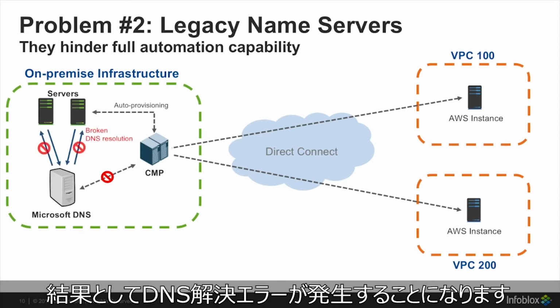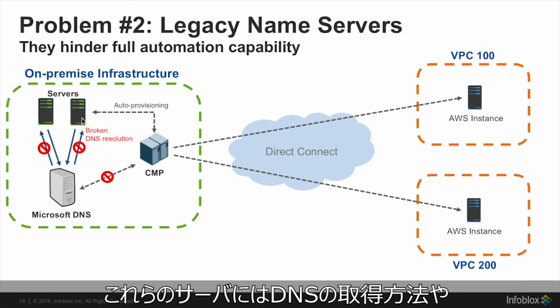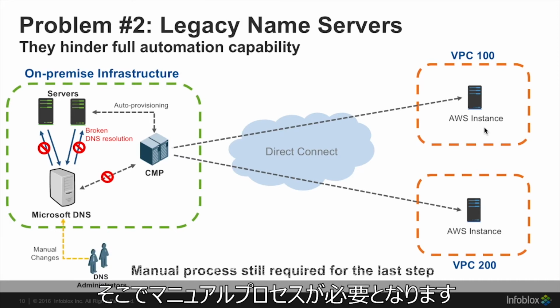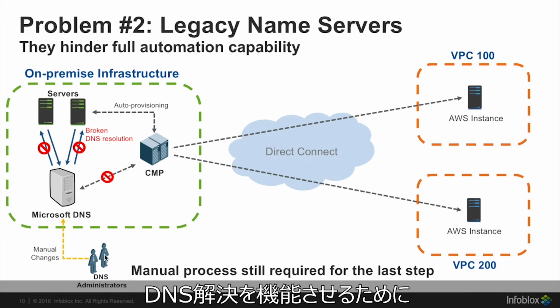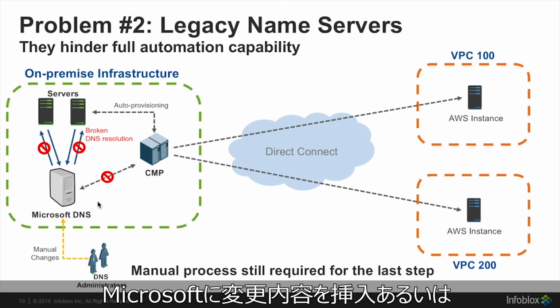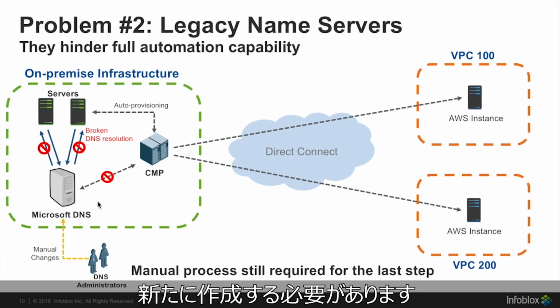So what then ends up happening is that there is broken DNS resolution. These servers have no way of resolving or understanding how to get to the DNS, or how to resolve DNS names sitting in AWS. What then happens is a manual process. You have DNS administrators manually inserting or creating the changes in Microsoft in order for those DNS resolutions to work.